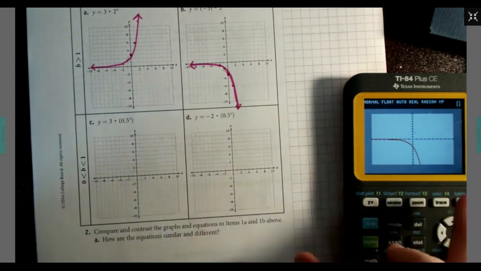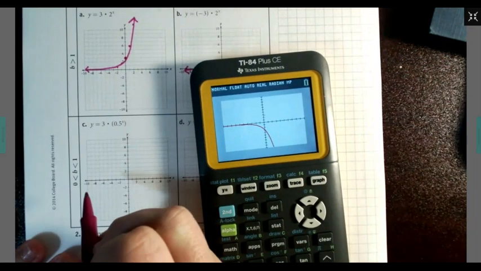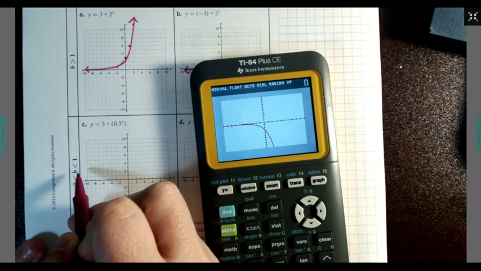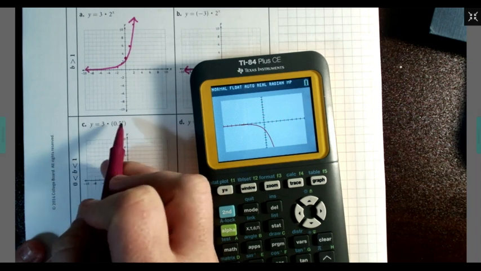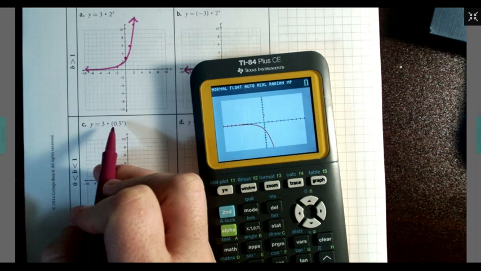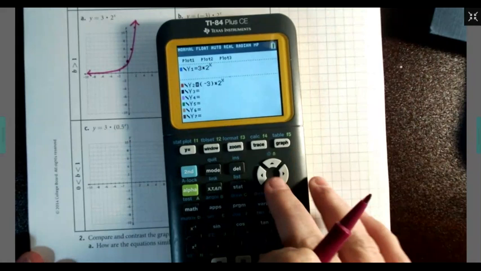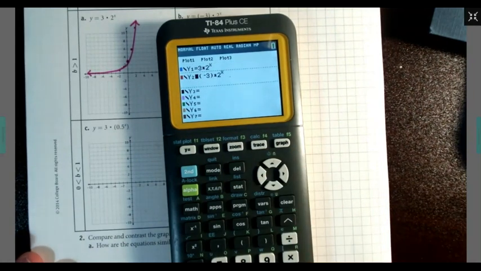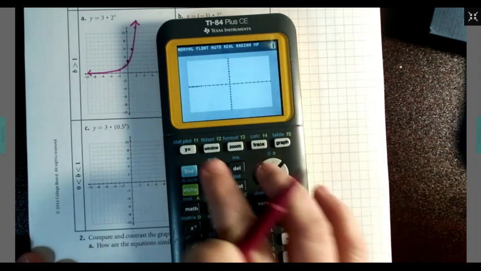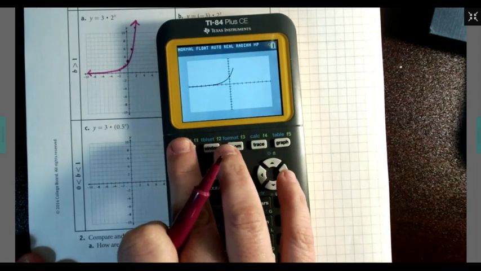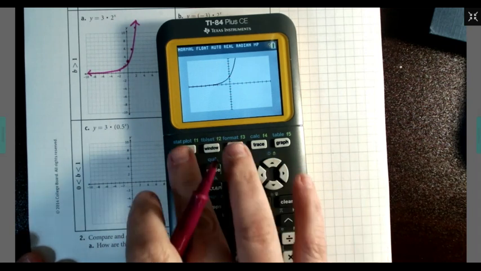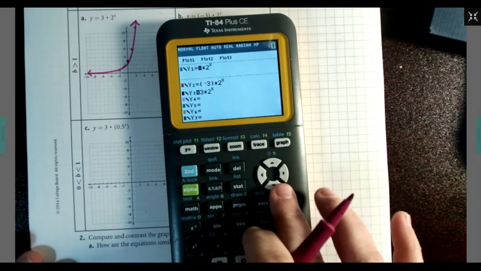Let's take a look at C. This time, 0 is less than B is less than 1. So it means that this number is between 0 and 1, but our A is still bigger than 0. So again, I'm just going to turn this equation off. I'm not actually going to clear it out. We want to do 3 times 2 to the x power. Sorry, I didn't mean to do 2. I should have done 0.5.